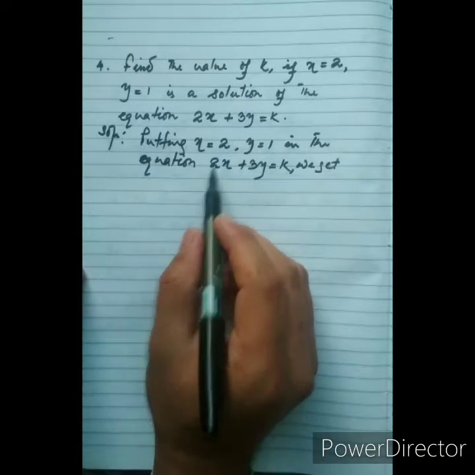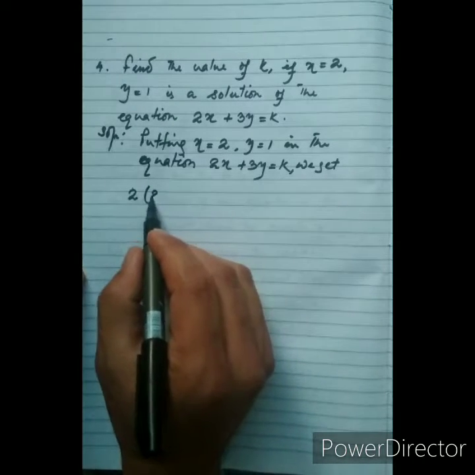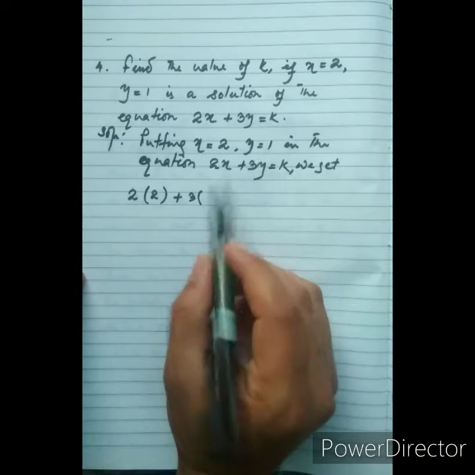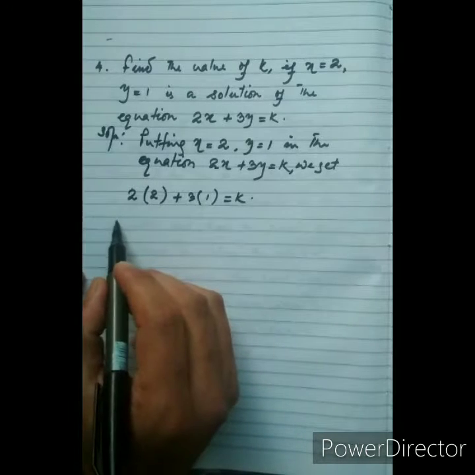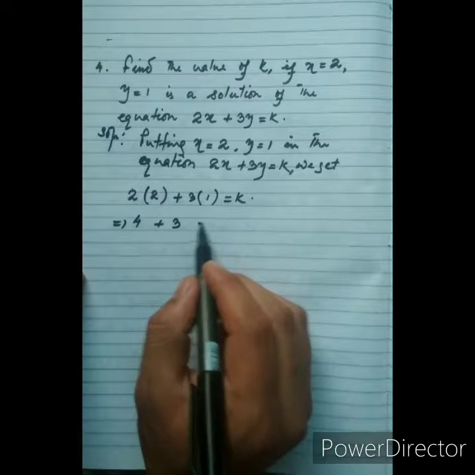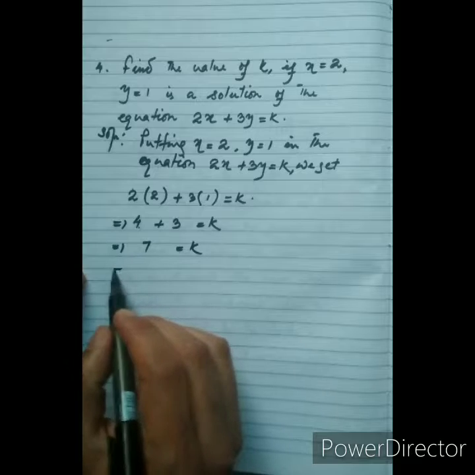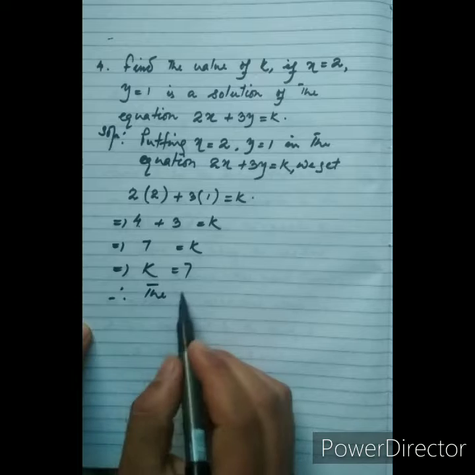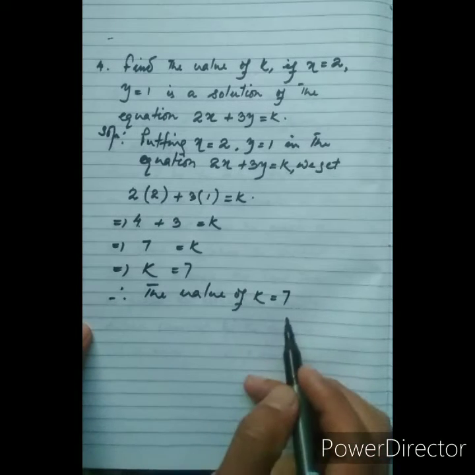We get 2, it's here already. X means 2 again, plus 3. Y means 1, so here 1, then equal to k. Then here implies 2 2s are 4, 3 1s is 3, then here k, then 4 plus 3 is 7, so k is 7. So therefore the value of k is equal to 7.